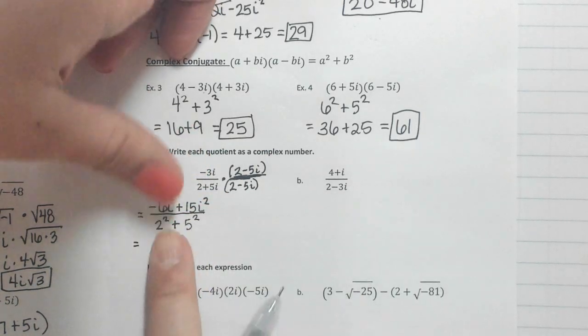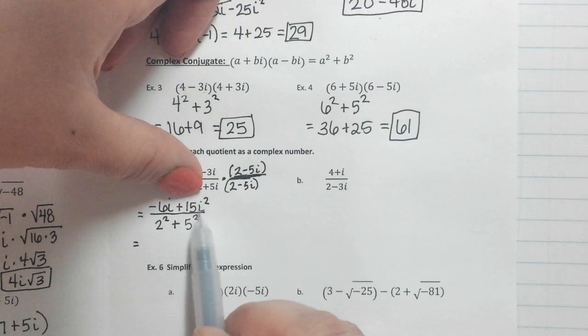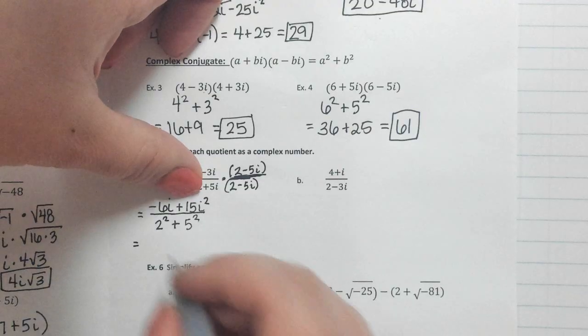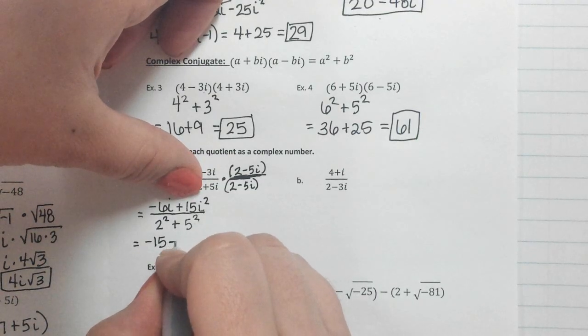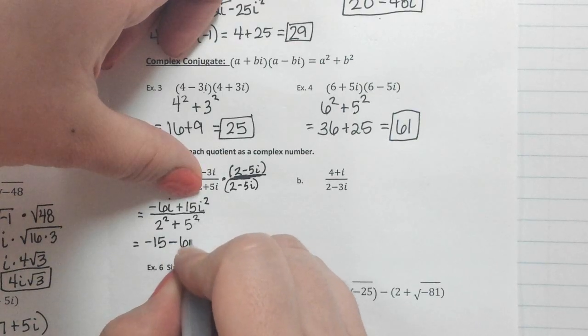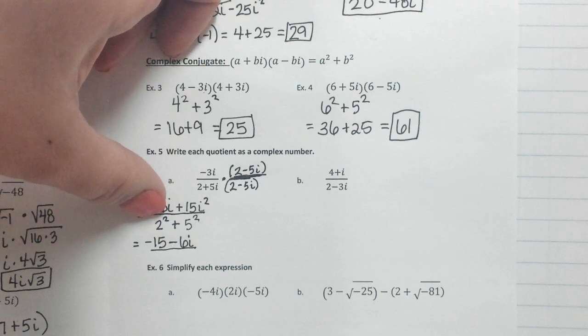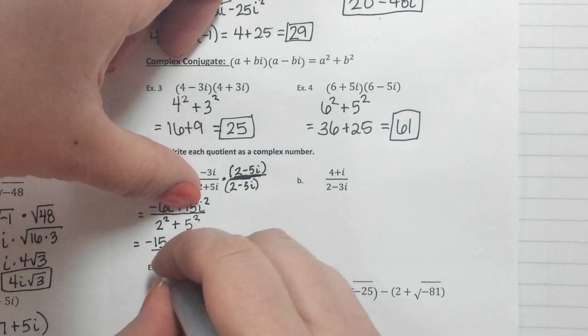Okay, now I can simplify a little bit. In the numerator, 15i squared is real, right? That ends up being negative 15. So negative 15 minus 6i over 29, yeah. 4 plus 25 is 29.